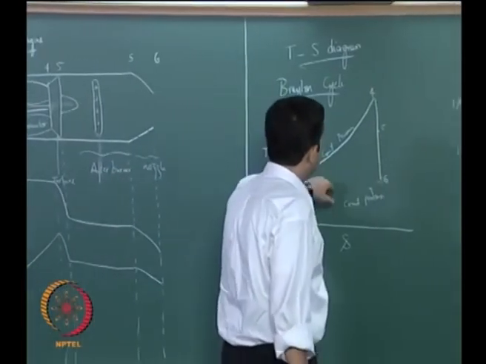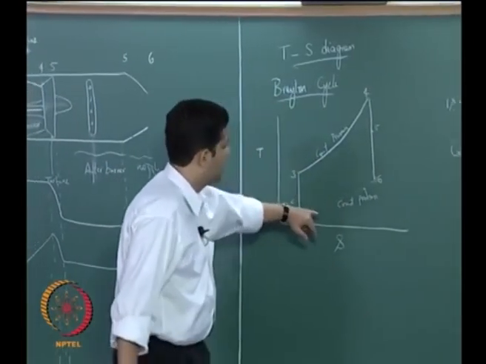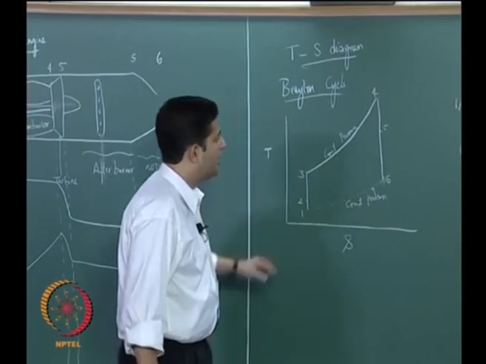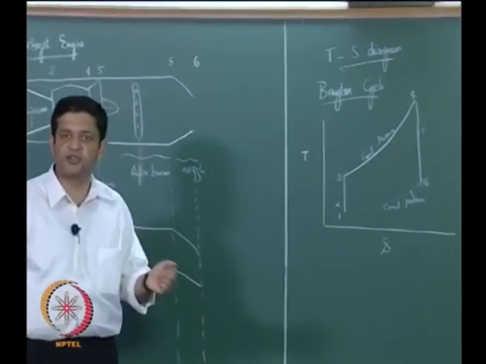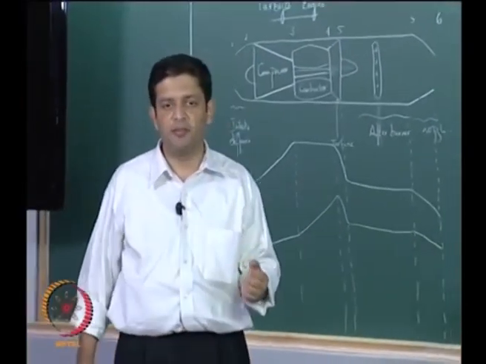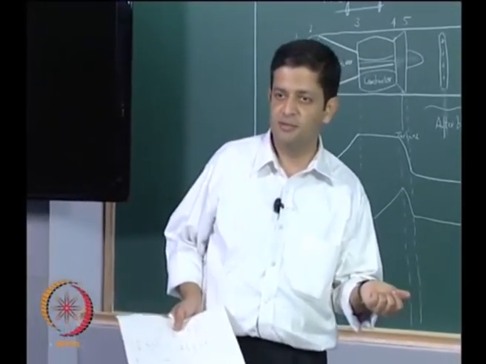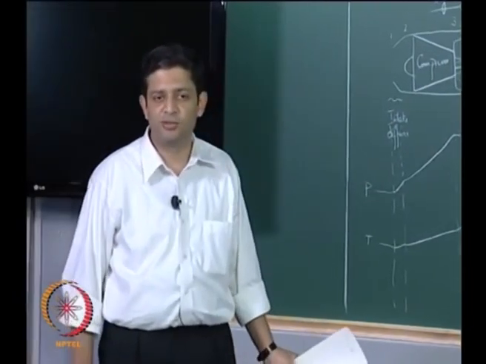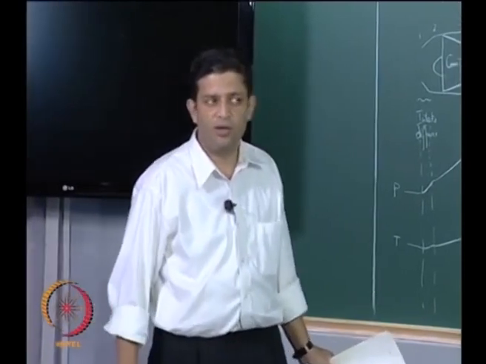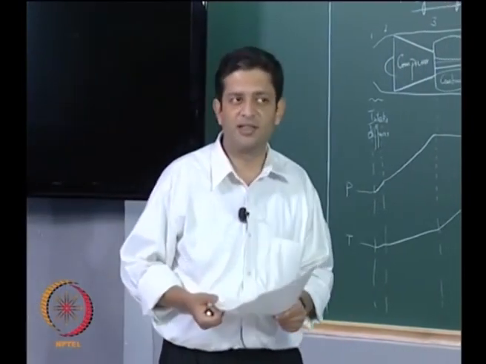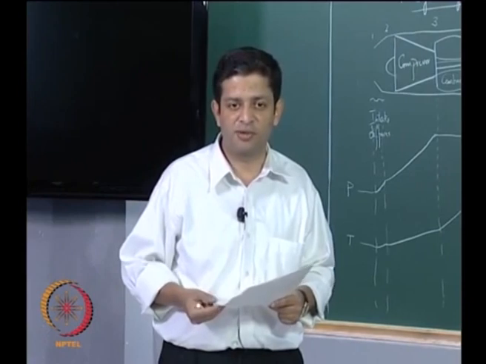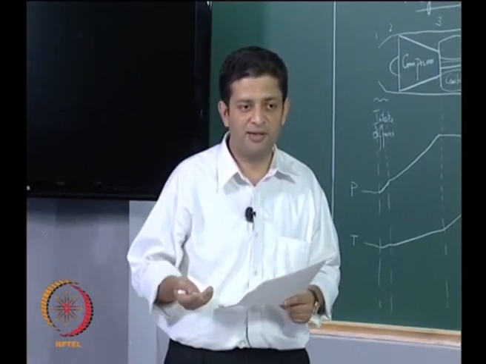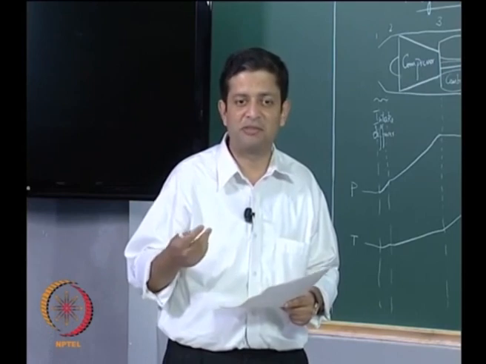Now, as I said, we have assumed constant pressure heat addition and heat rejection and isentropic processes. Actual processes, what kind of processes will they be? Compression, adiabatic, or... There is a difference between an isentropic and an adiabatic process. Isentropic process is reversible adiabatic, and adiabatic process is where there is no heat transfer. So actual processes are without any heat transfer.